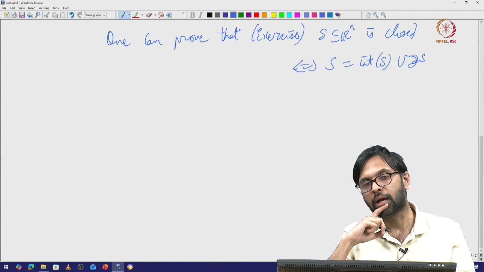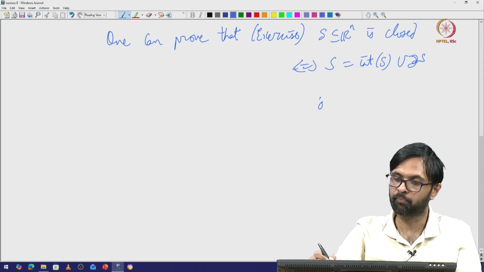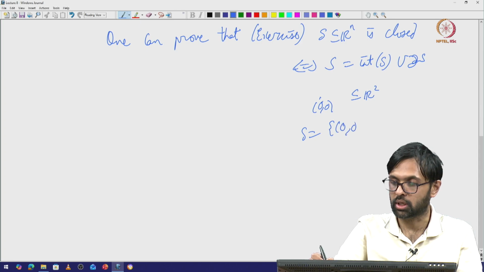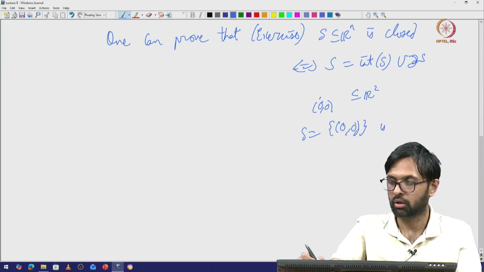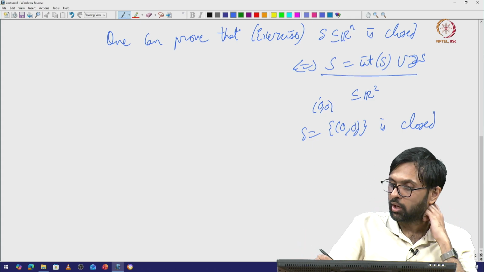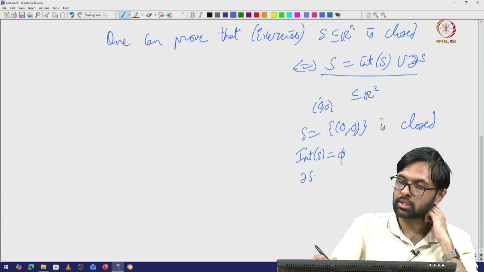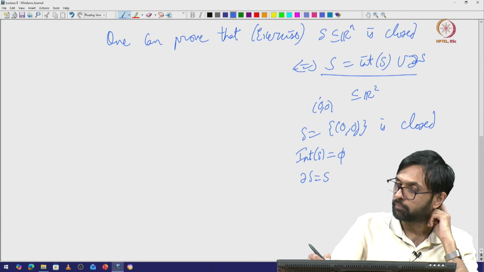So that's the definition of a set. And for example, if you take (0, 0), just the point (0, 0), this is a closed set. Why is it? I mean, this theorem doesn't contradict this point. The interior of this set is empty. The boundary of this set is S itself, right?